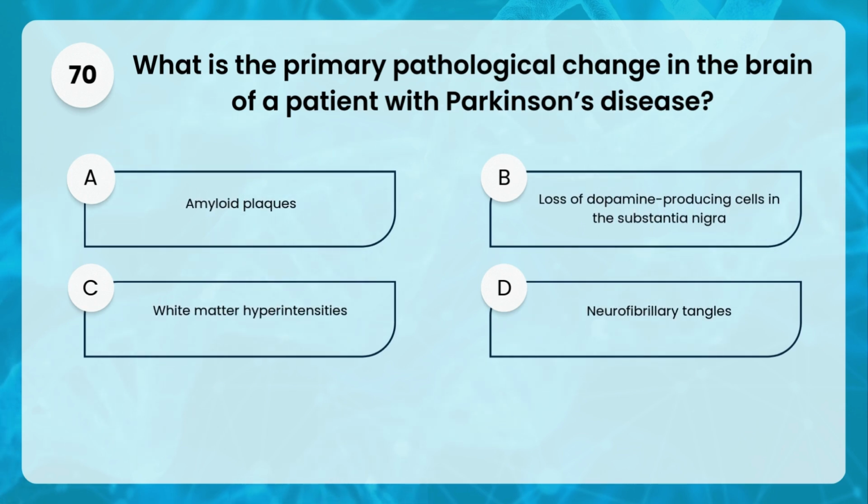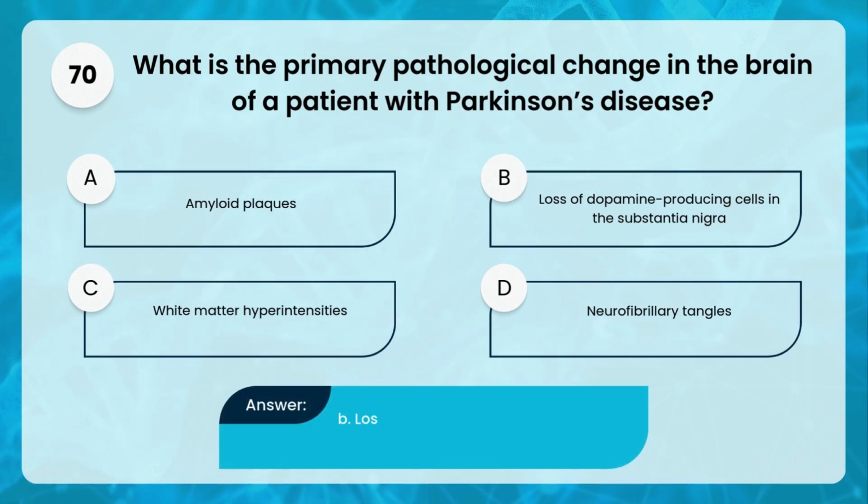Number 70. What is the primary pathological change in the brain of a patient with Parkinson's disease? A. Amyloid plaques. B. Loss of dopamine-producing cells in the substantia nigra. C. White matter hyperintensities. Or D. Neurofibrillary tangles. The answer is B. Loss of dopamine-producing cells in the substantia nigra.